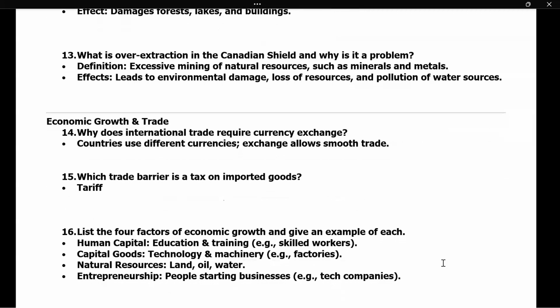Which trade barrier is a tax on imported good? Tariff. Okay, there's a soccer ball coming from Italy. We're going to put tariff on all Italy goods. So when that soccer ball comes to United States, instead of being $100, because we put 25% tariff, it's now $125.